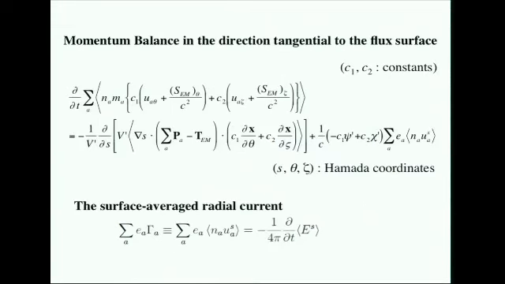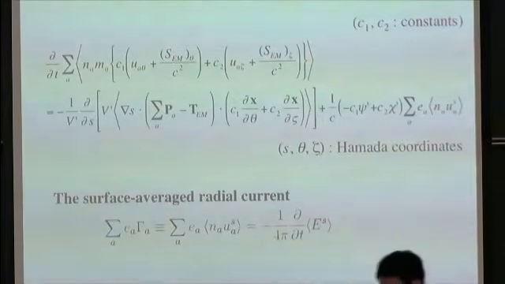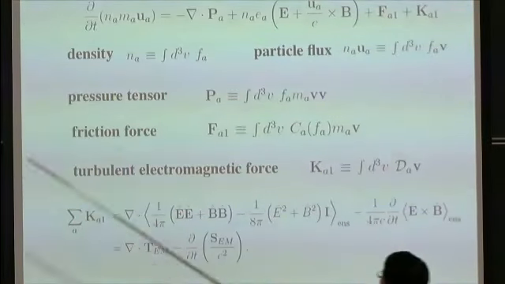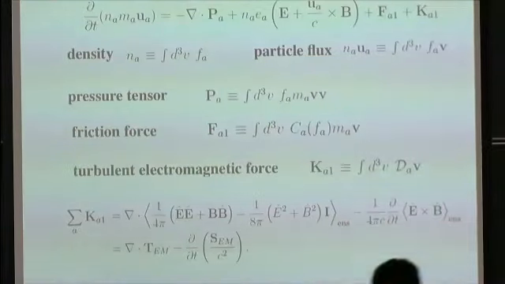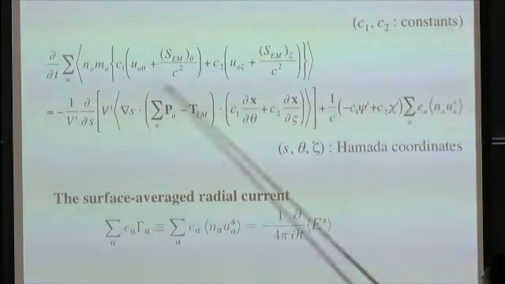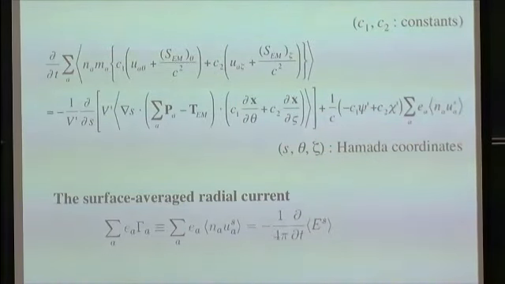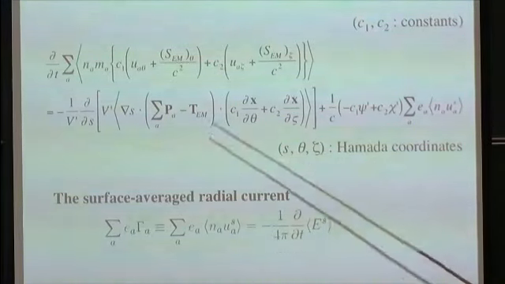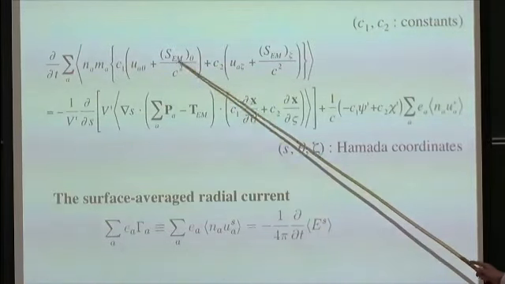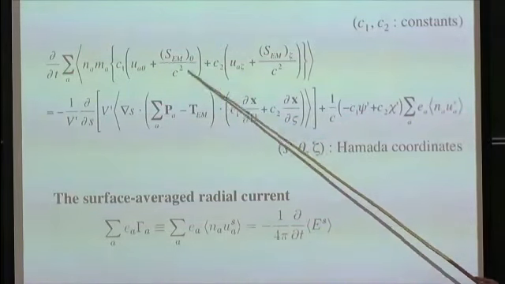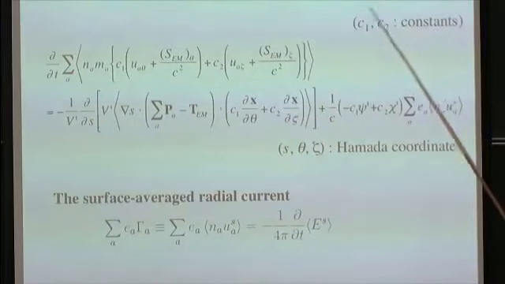Also, now we take the component of momentum balance in the direction tangential to the flux surface. And here C1 and C2 are orbitally constant. Then this equation is written by this expression. The left-hand side represents the temporal variation of momentum. Also, the contribution from the Poynting vector enters the left-hand side. These are components tangential to the flux surface.